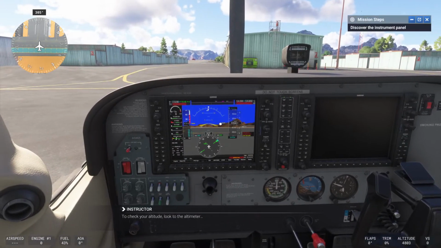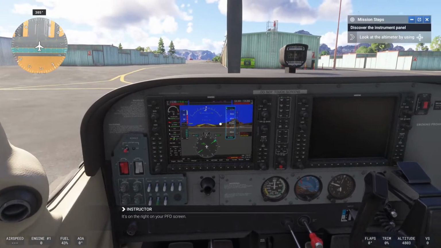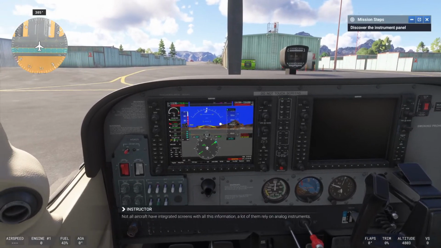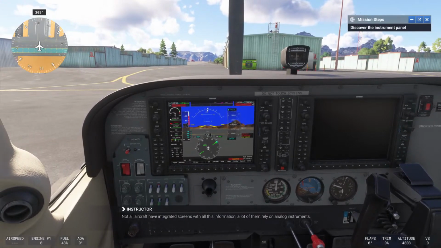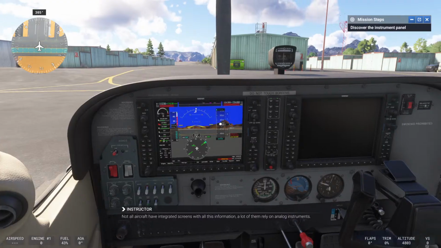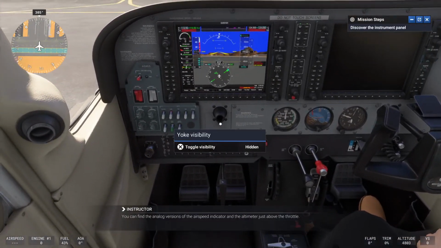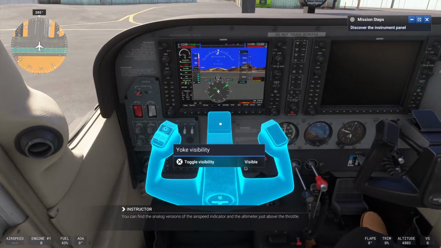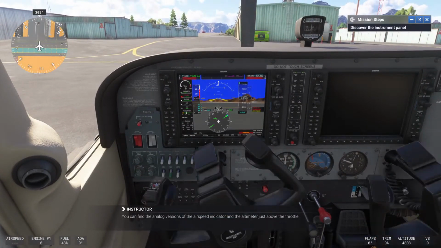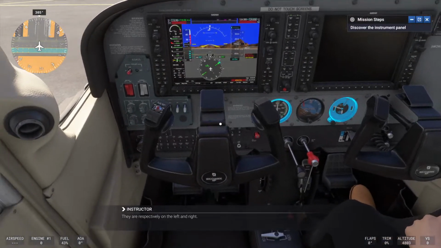To check your altitude, look to the altimeter. It's on the right on your PFD screen. Not all aircraft have integrated screens with all this information. A lot of them rely on analog instruments. You can find the analog versions of the airspeed indicator and the altimeter just above the throttle. They are respectively on the left and right.